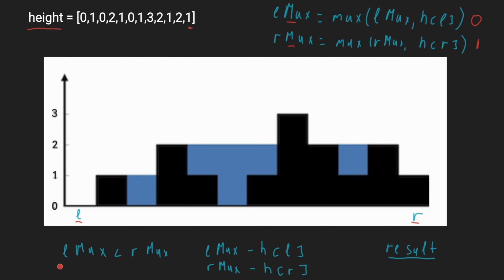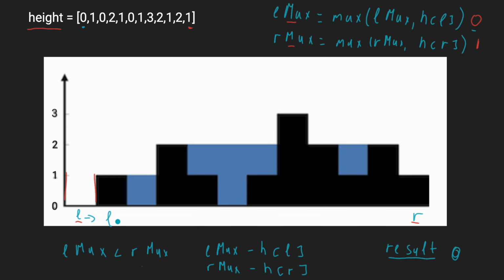At each step we are checking if our Lmax is less than our Rmax, and if so we move our left pointer, and also check if we can trap water at this position. If we can trap water here, we add that to our result. For example, at the first iteration our Lmax equals 0, and our height HL is 0. 0 minus 0 equals 0, so our result for now is 0. And now we are moving our left pointer.